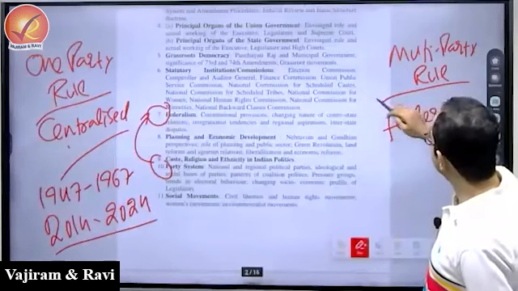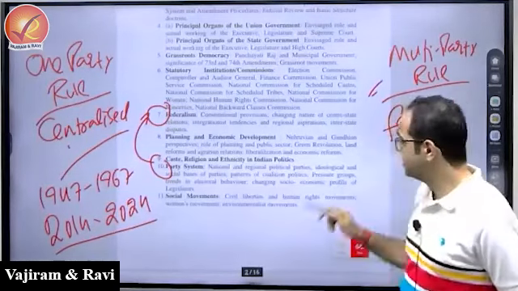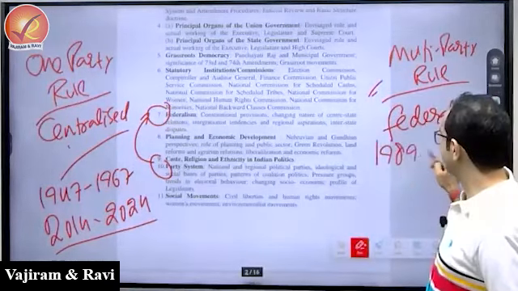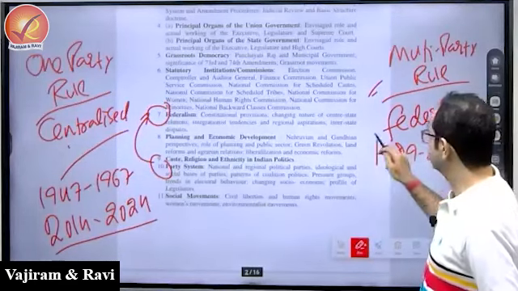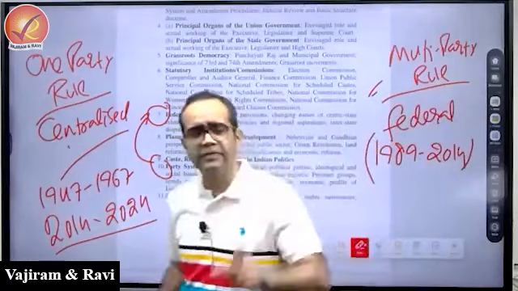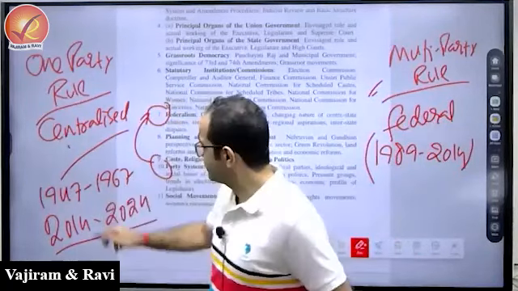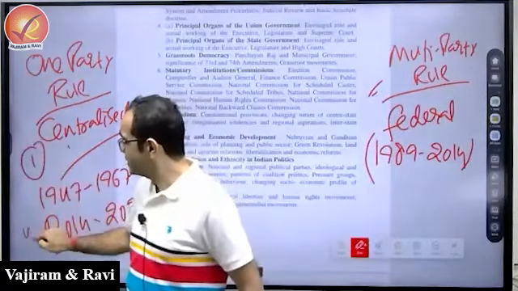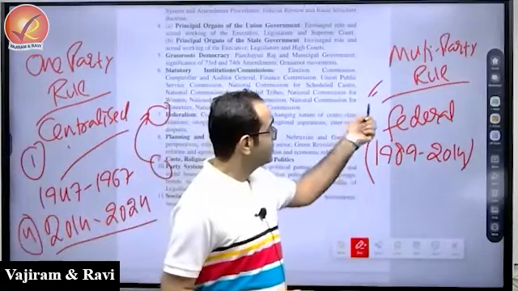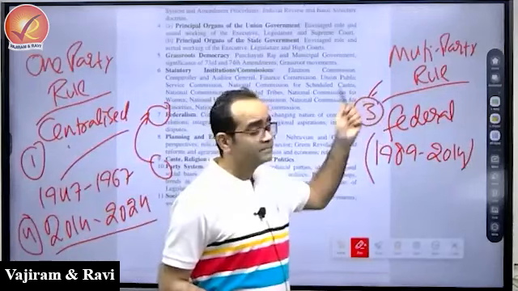And whenever there is a multi-party rule, it is more federal. For example, from 1989 till 2014, the third phase of the Indian party system. This is the first phase, this is the fourth phase, this is the third phase of the Indian party system.